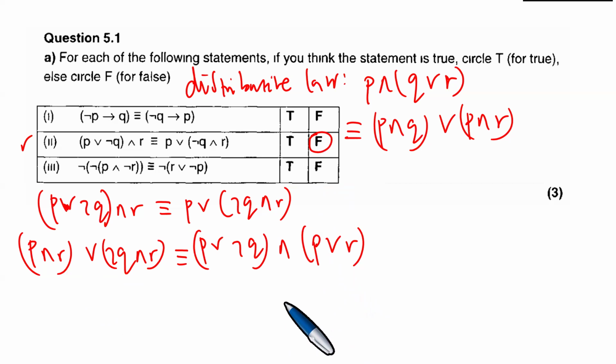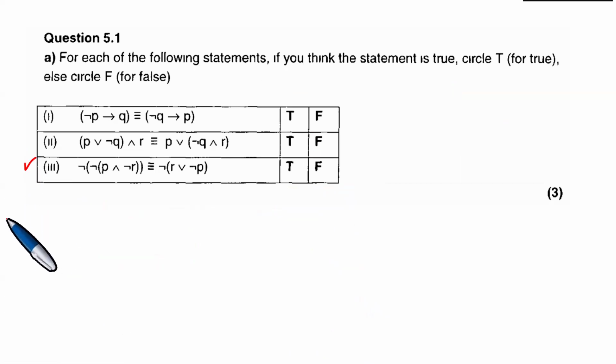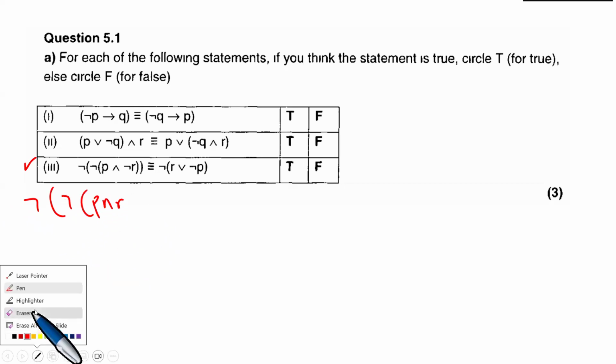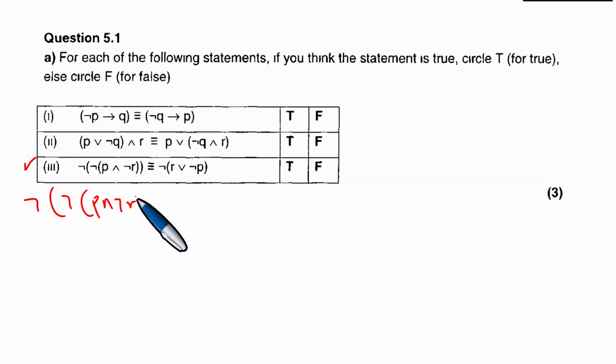Let's look at the third Roman figure. This one here. Now, in the third Roman figure, not P and not R, considering the left-hand side of the equivalence relation. And this is exactly the same as not R or not P.